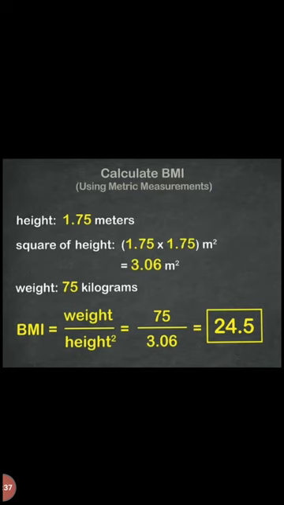Take the height as 1.75 meters. The square of the height would be 1.75 multiplied by 1.75. Fine, we will get 3.06 meter square. Now take the weight as 75 kilograms. Now apply the formula. BMI is equal to weight over the square of height, which is 75 divided by 3.06, and we will get the answer 24.5. BMI is not more than 25. It means the person is not overweight. We can make a conclusion from the answer that we got.